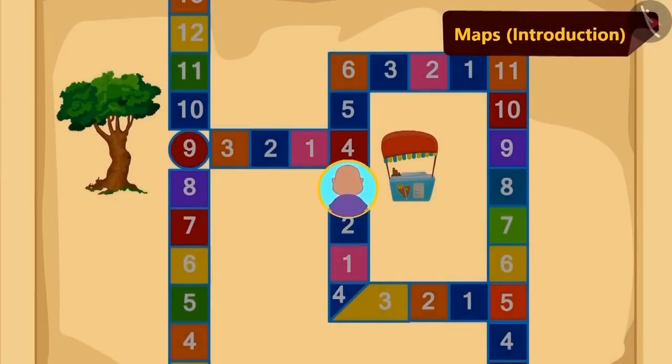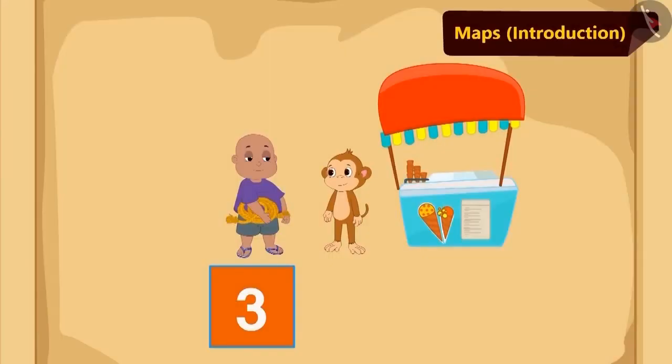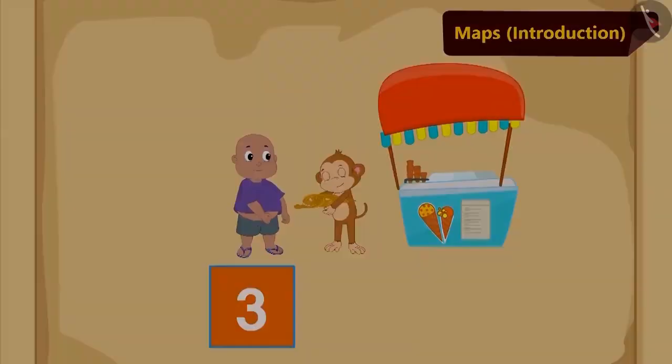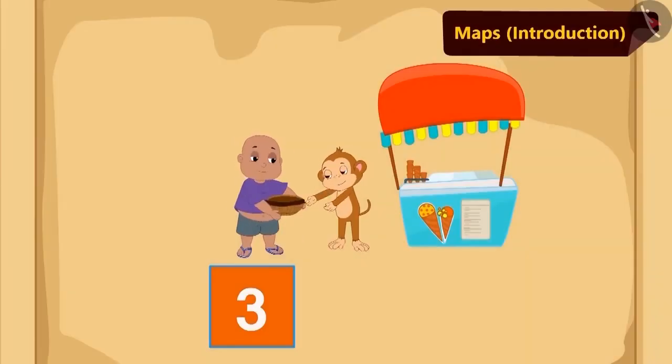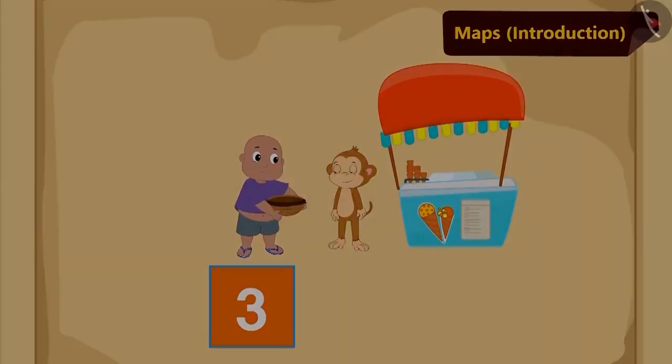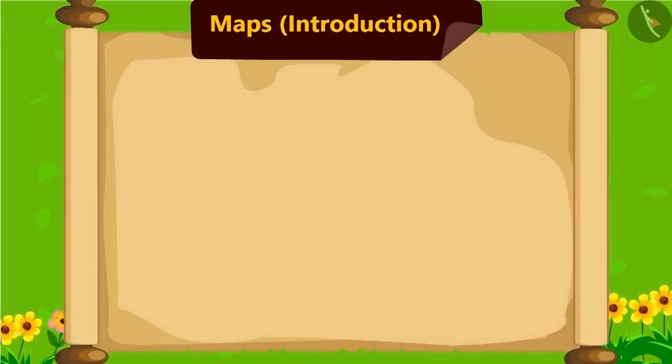Bablu walked 3 steps straight and reached Babban's stall. There he gave Babban that rope. And in return, Babban gave him a basket. Come, let's see what was written in the next instruction.